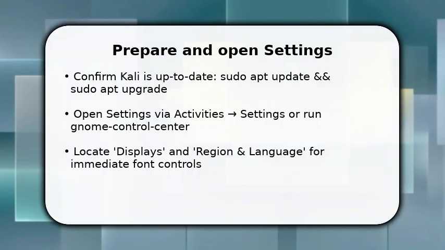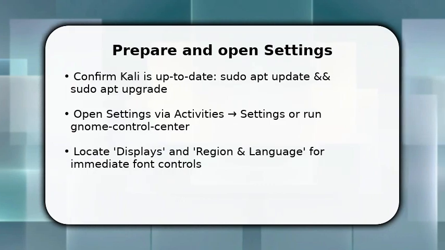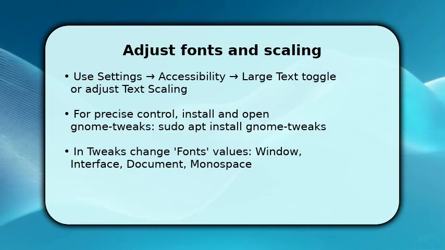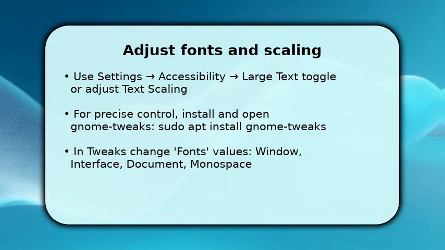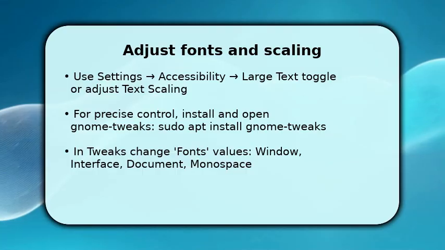Now that settings is open, move directly to the Appearance and Accessibility panels to locate font size and scaling options. You now change the actual font size. In Settings, try Accessibility > Large Text or Text Scaling for quick results. If you need finer control, install GNOME Tweaks with sudo apt install gnome-tweaks and open it. Then, in Tweaks, choose Fonts and edit Interface, Document, Window, and Monospace sizes, enter numeric values or use the slider.